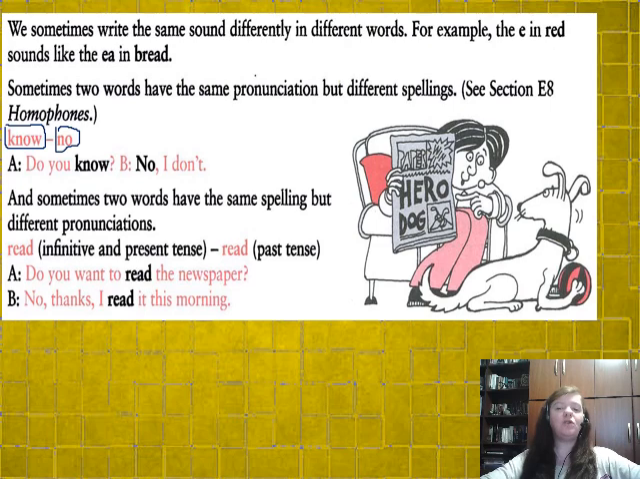And sometimes two words have the same spelling but different pronunciations. For example, read here is pronounced with E, read, in the infinitive and the present tense. But the past tense is written in the exact same way, but it's pronounced read with E. For example, do you want to read the newspaper? No, thanks. I read it this morning. So you see that it's quite a nightmare, all these problems about the pronunciation and the written forms.